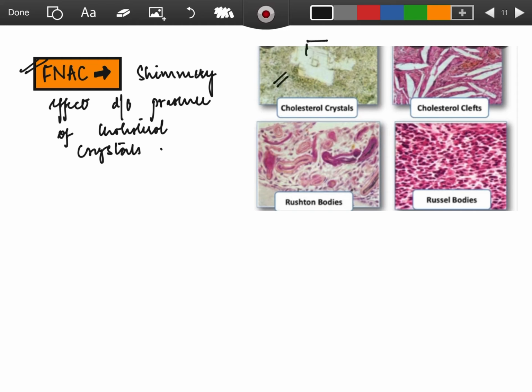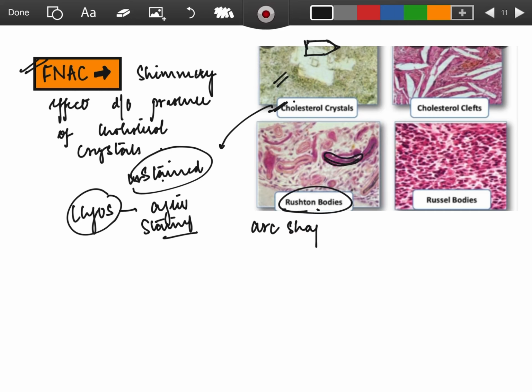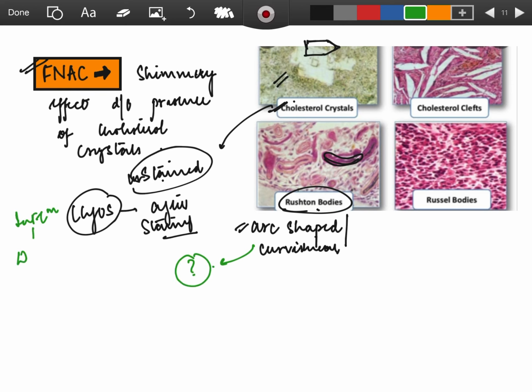Another histopathological feature: we see the cholesterol cleft crystals. Basically these are pentagonal in shape. What is the difference between crystals and clefts? Crystals are seen before staining. After staining we see the clear spaces, because during sectioning the cholesterol is removed, and we see the clefts. And Rushton bodies are arc-shaped or curvilinear, eosinophilic, homogeneous substances present in the epithelium.